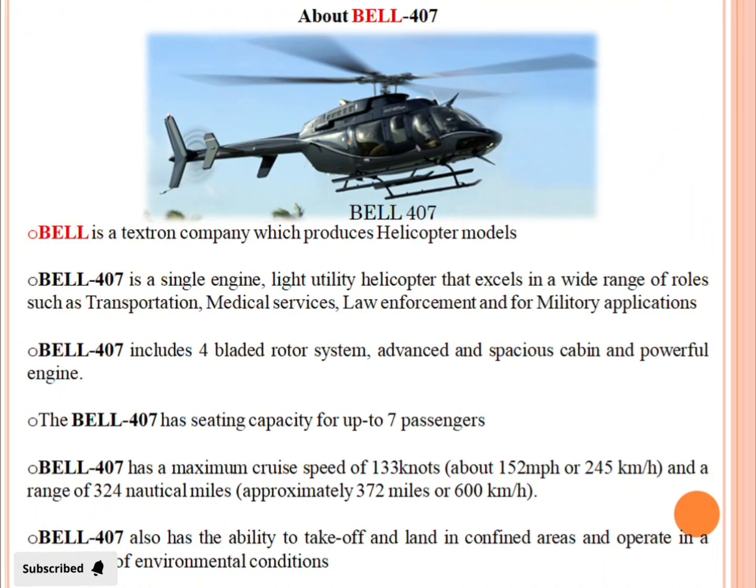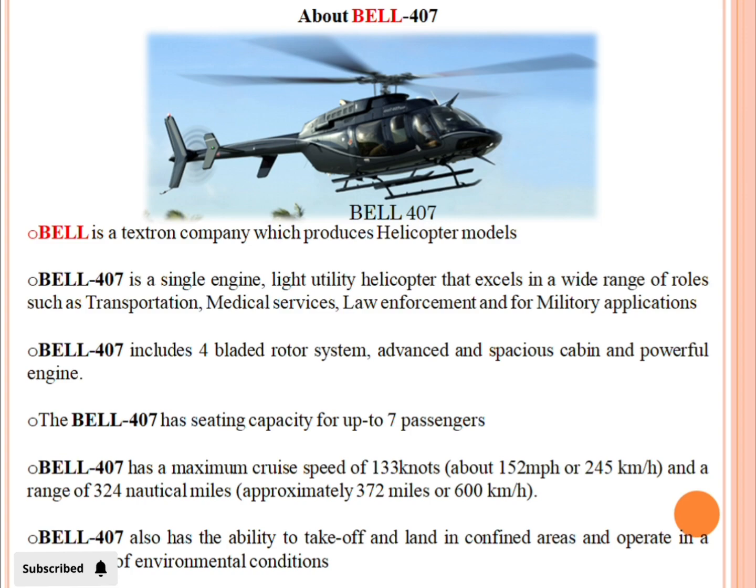Let me say a few words about Bell 407. Bell is a Textron company which produces helicopter models. Here we can observe the Bell 407. Why is it called 407? The 4 represents a 4-bladed rotor system. The 0 means the version of material used for the blades. The 7 means it is a 7-seater helicopter, with the capacity of carrying 7 passengers at a time. That's why it is called Bell 407.